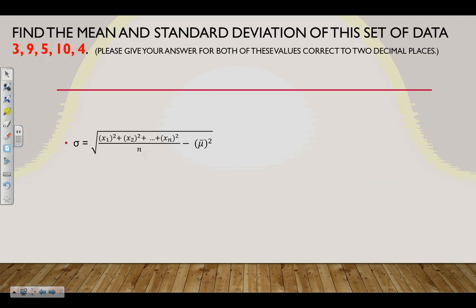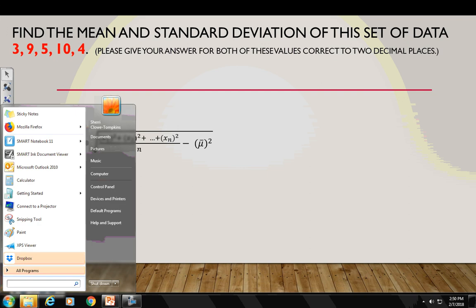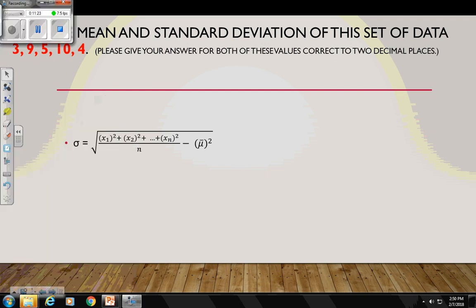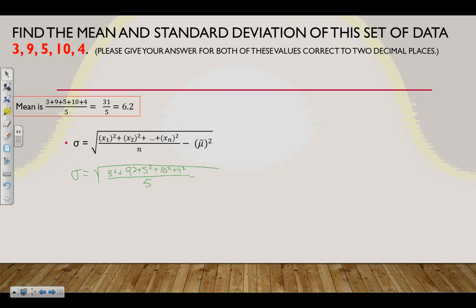Okay, last but not least, I'm going to try to find quickly, we only have 4 minutes left, so I'm really going to have to hurry. How do I find the standard deviation for this set? Well, we're going to use this formula, and we're going to take 3 squared plus 9 squared plus 5 squared plus 10 squared plus 4 squared, and we're going to divide that by 1, 2, 3, 4, 5, and then we're going to subtract the mean. And I'm not sure, but I think I found the mean earlier. Yes, the mean is 6.2 of this set. So 6.2 squared is going to be needed.